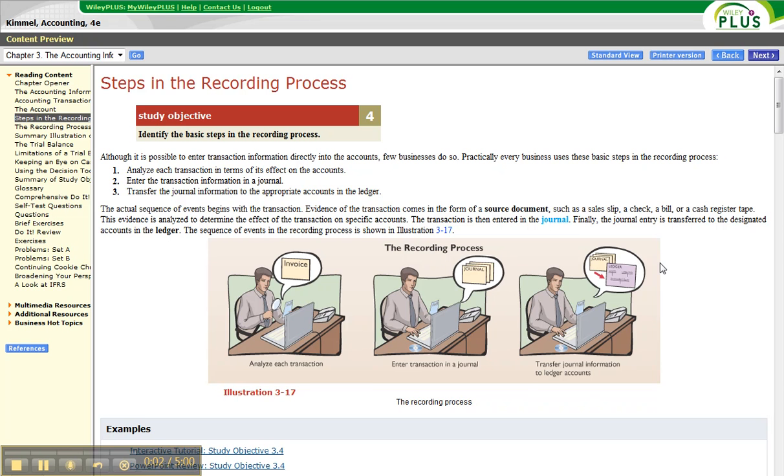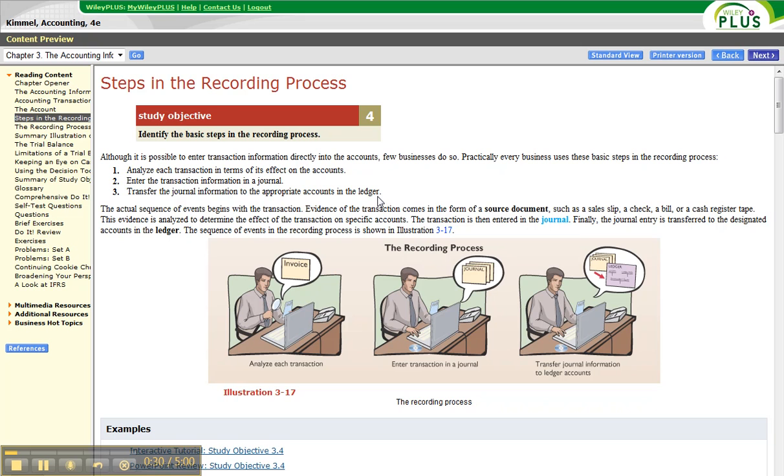Okay, in these study objectives, we're going to learn about the entire recording process. To start with, we're going to analyze transactions in terms of the effect on the accounts that are involved. Then we're going to enter the transactions in what's called a journal. So we'll have the journal as a listing of transactions that are engaged in by a company, and then we're going to have to transfer that journal information to the appropriate accounts in the ledger.